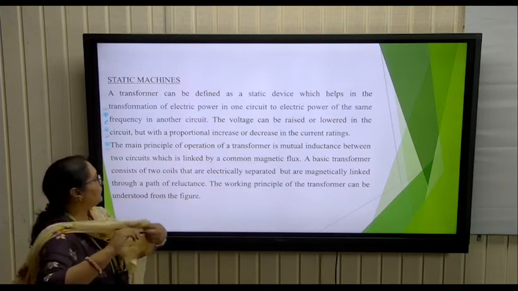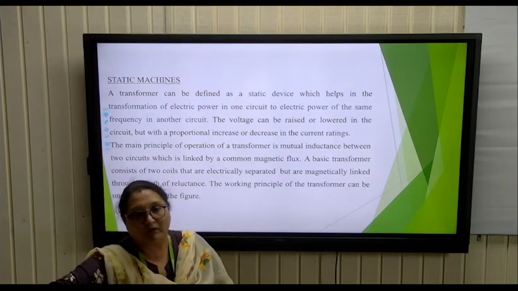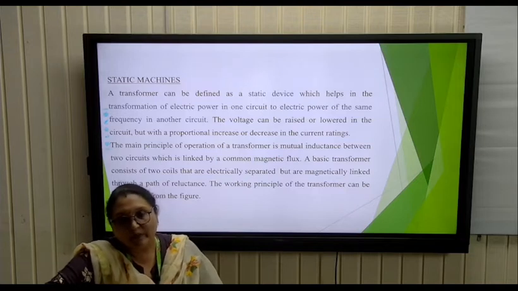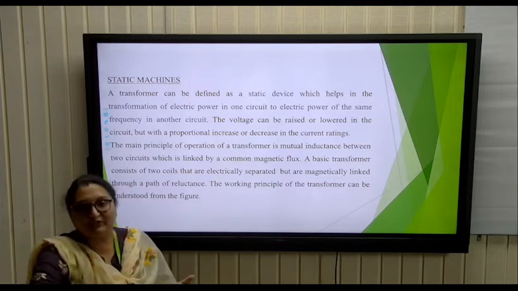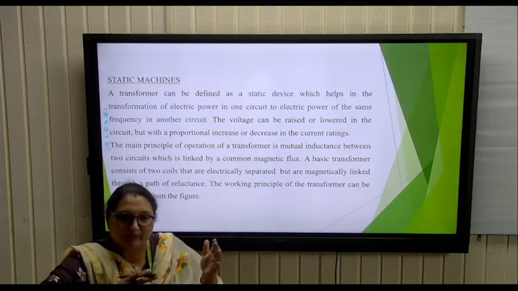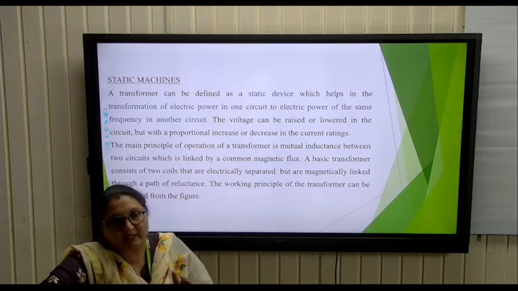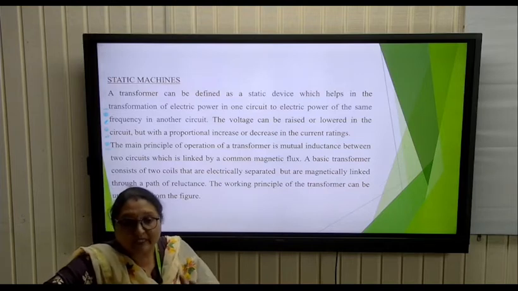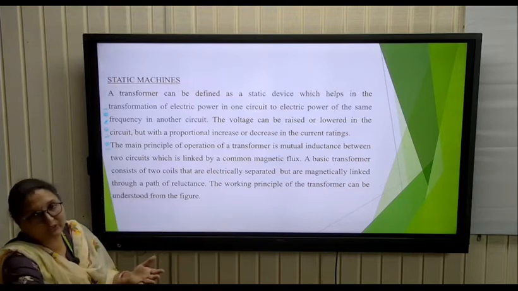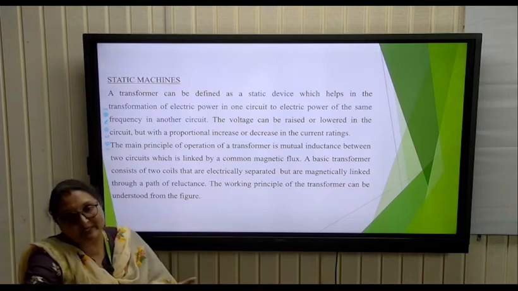So in today's lecture I am basically focusing on the static machine, that is nothing but the transformer. Quite possibly you might know the definition of a transformer: a static machine that simply transfers energy from one circuit to another circuit. That means it can also work as isolation. So this is an application of a transformer, which is used as an isolating circuit.